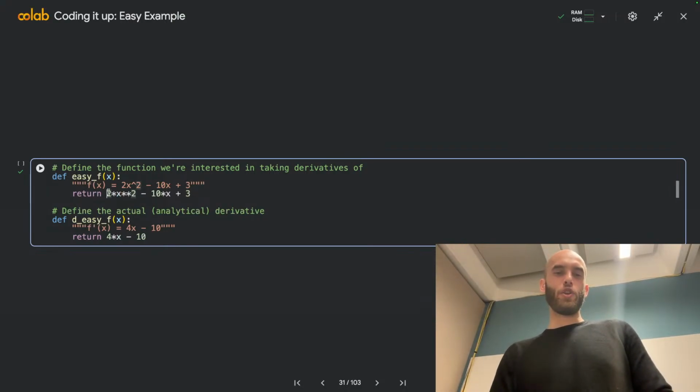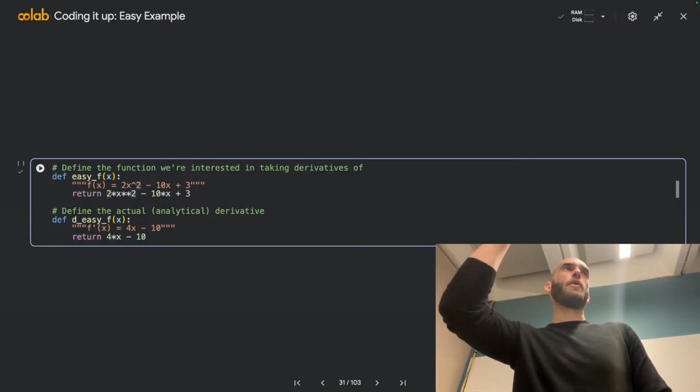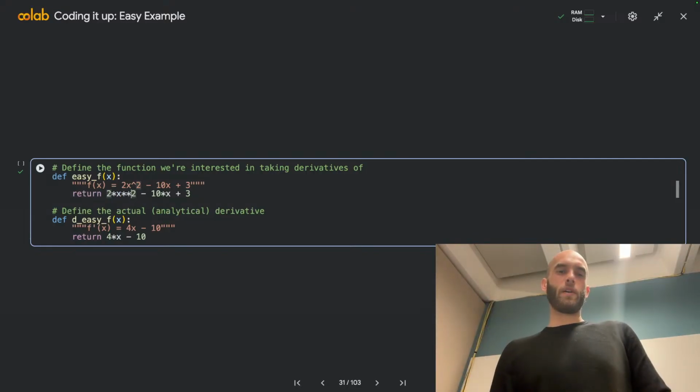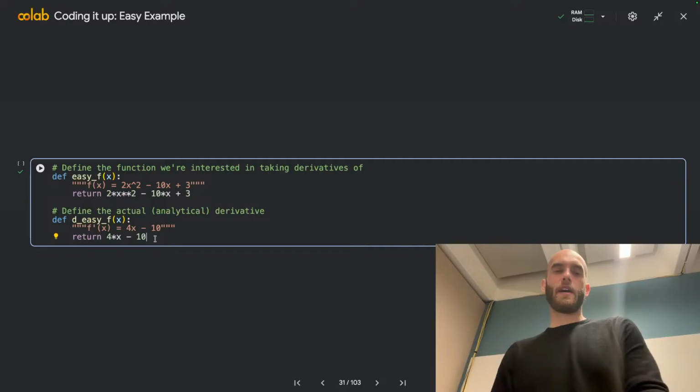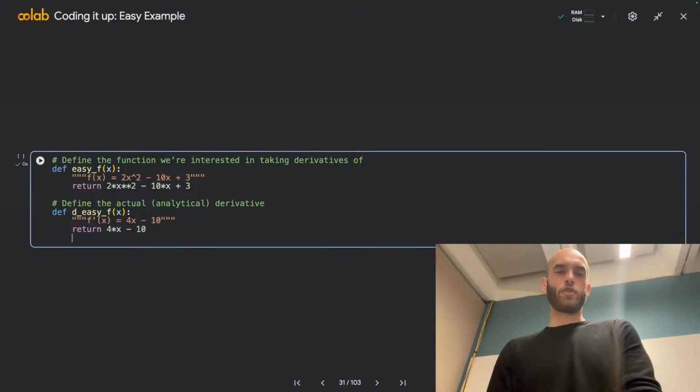So this is 2, and then this is Python for multiply, 2 times x. And then we have star star, which gives us the exponent. So this is star star 2. So 2x squared minus 10 times x plus 3. This is the function itself, and then this is the derivative of the function, so this is f prime. We'll put a d in front, so the derivative of easy f, it's 4x minus 10. So if we run this, we can check a few things.